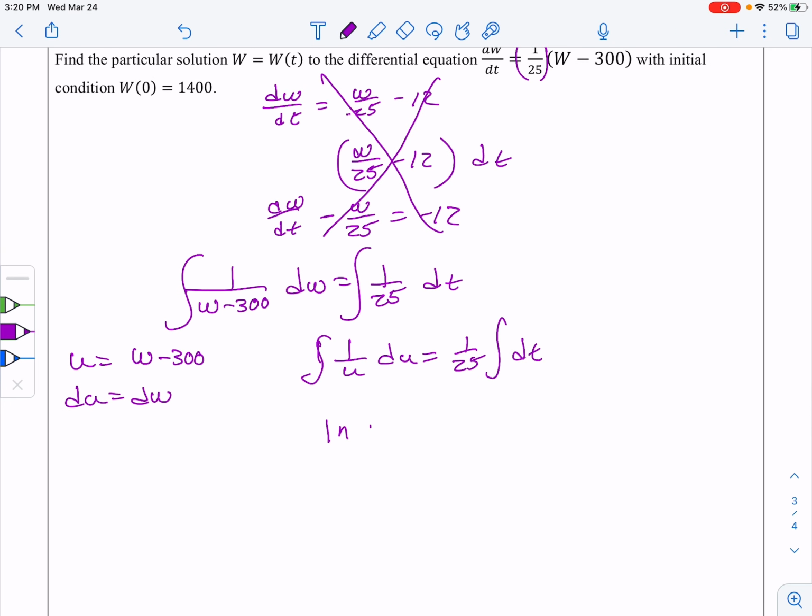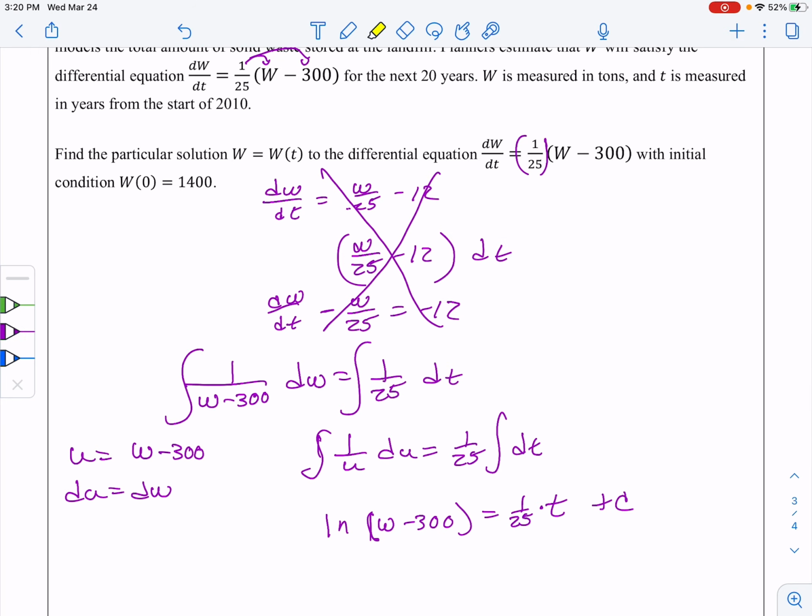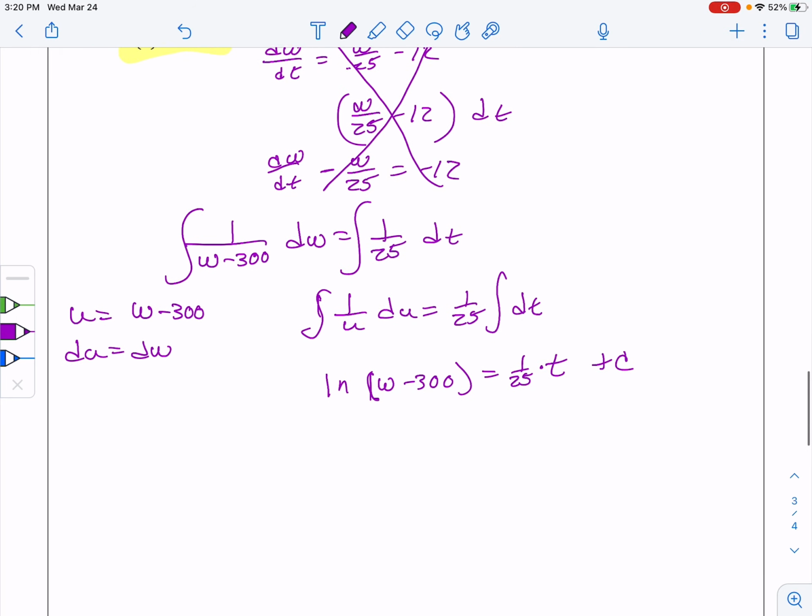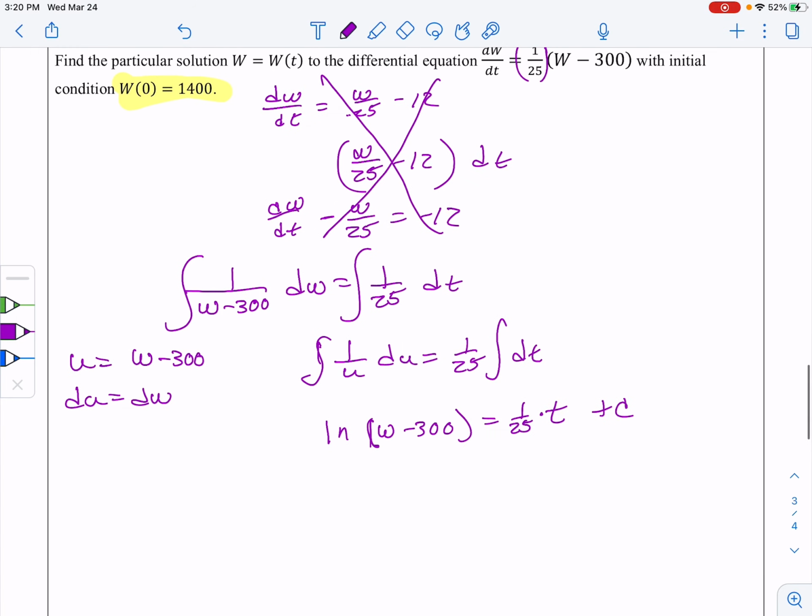Natural log of U, which is W minus 300, equals 1 over 25 times t plus c. Well, I have initial conditions right here, so I plug in 0 for time and 1400 for W, so you get the natural log of 1400 minus 300 is equal to 0 plus c. So c equals the natural log of 1100.